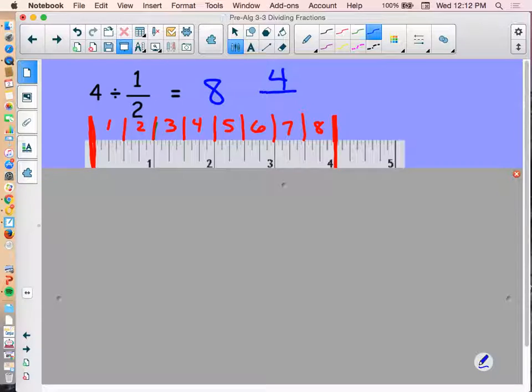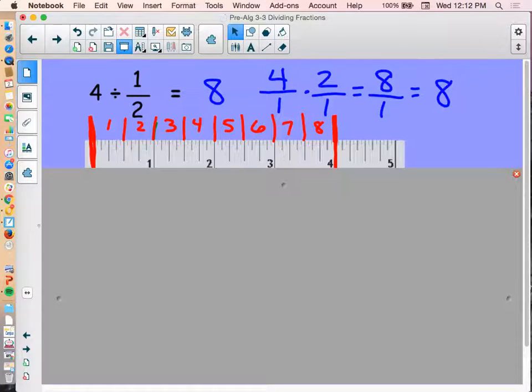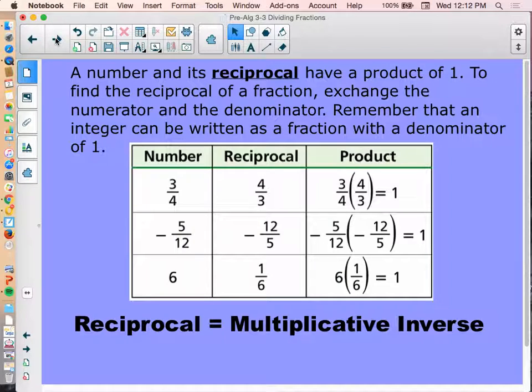Another way to think of this is 4/1 times 2/1, which equals 8/1, or 8. So really what we're doing is we're figuring out how many of these fractions fit into the whole. A reciprocal is a number that when you multiply it by the original, it equals 1, positive 1 that is.